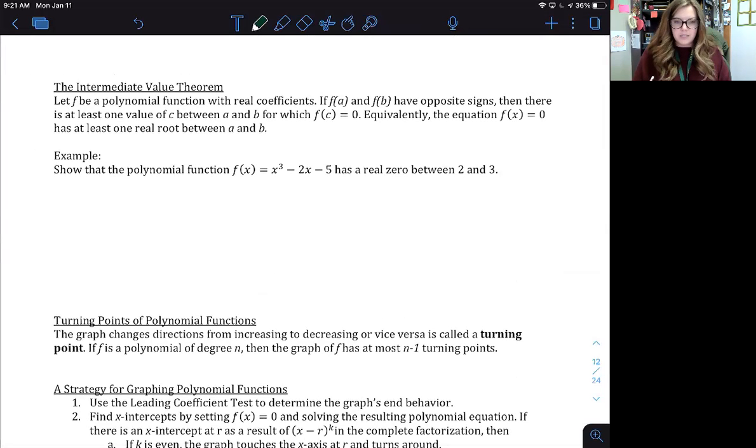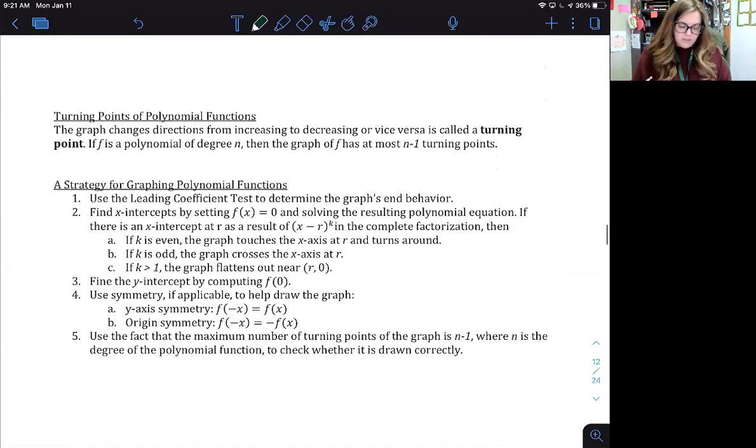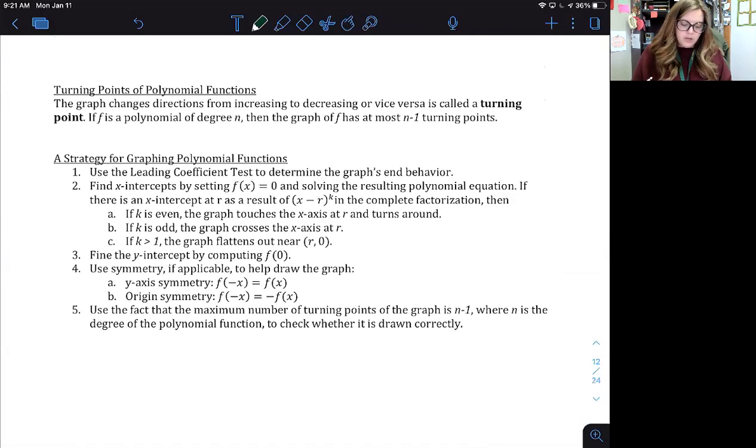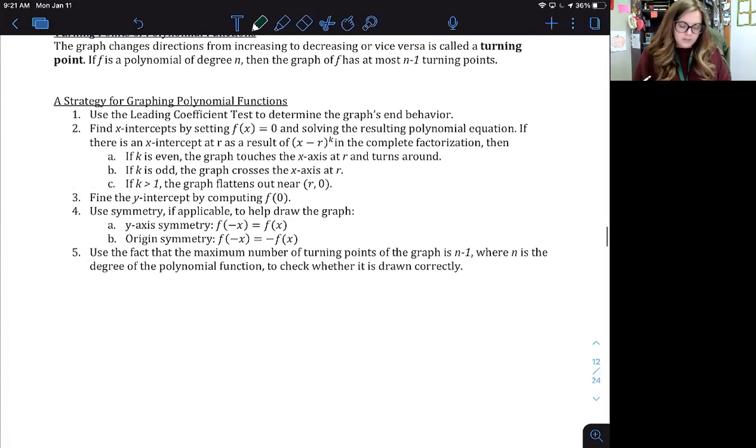We're going to come back to this and talk about it after we've graphed one. And then lastly, before we start graphing, we have turning points of polynomial functions. When the graph changes direction from increasing to decreasing or vice versa, that is called a turning point. If f is a polynomial of degree n, then the graph should turn at most n minus 1 times. Okay. All right, so then we have our strategies.